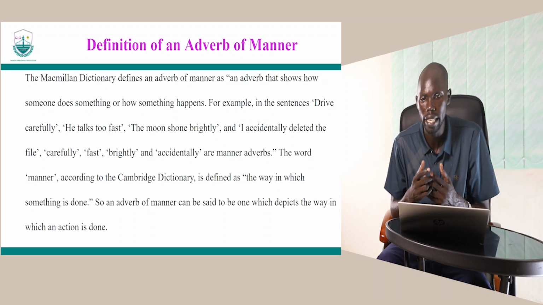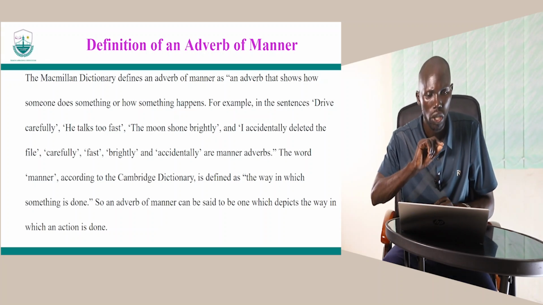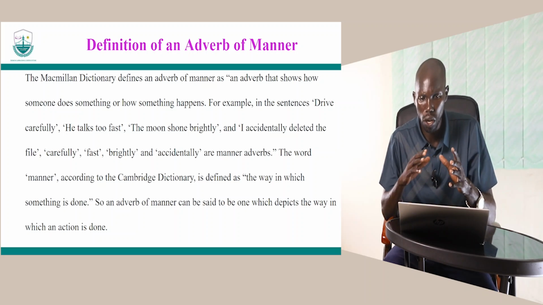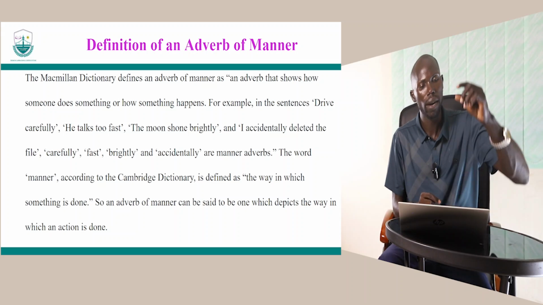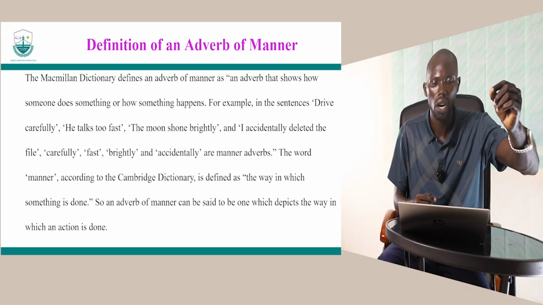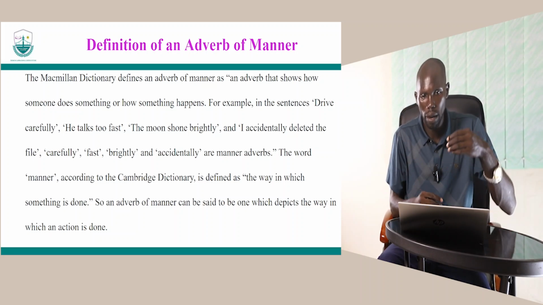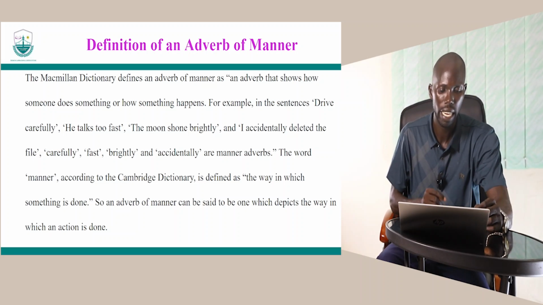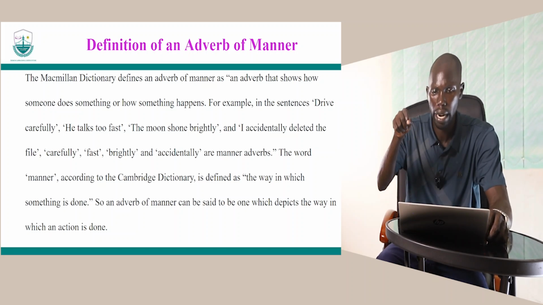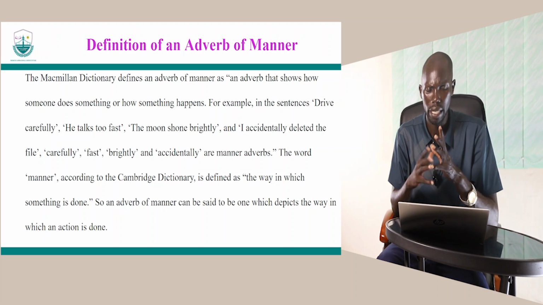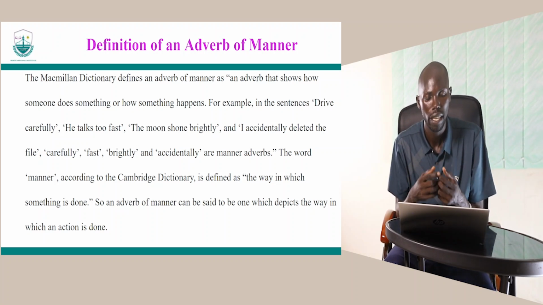For example, in the sentences, drive carefully, he talks too fast, the moon shone brightly, and I accidentally deleted the file, the word carefully in the first sentence, the word fast in the second sentence, the word brightly in the third sentence, and the word accidentally in the last sentence are all manner adverbs. They tell us how something happens or how something is done.